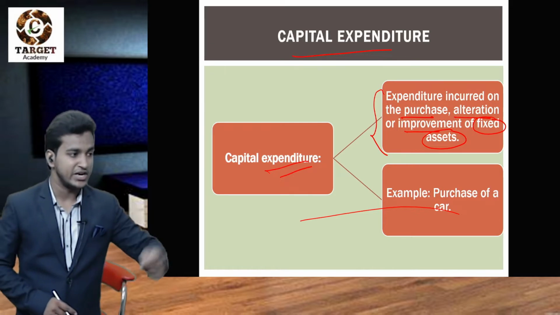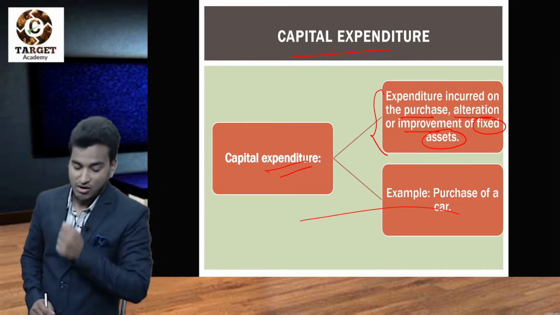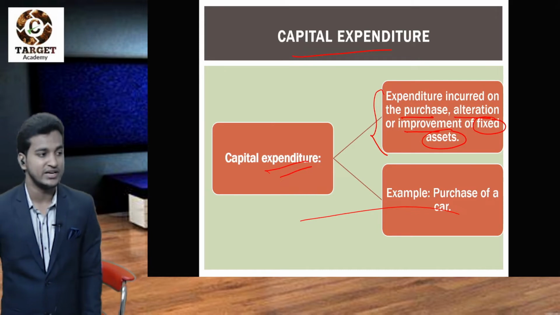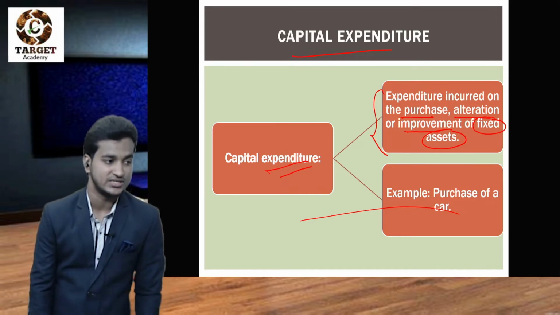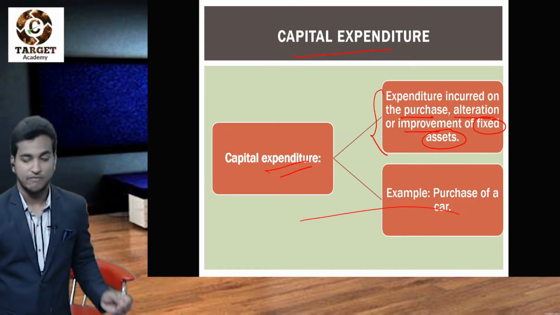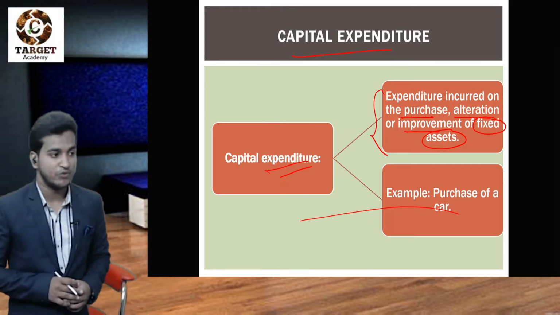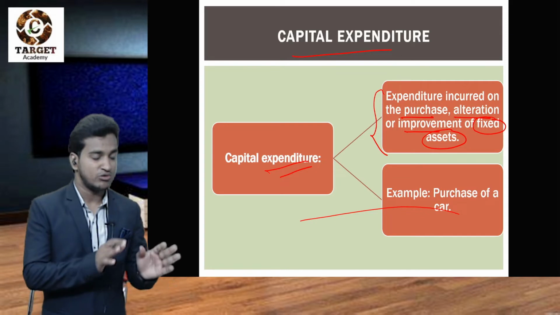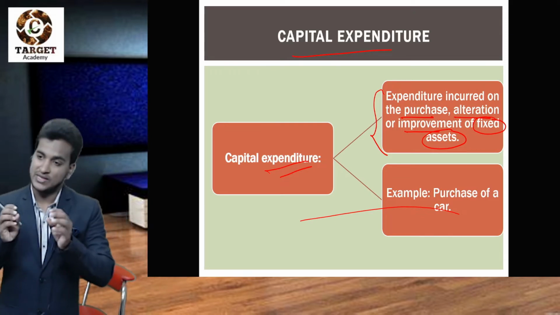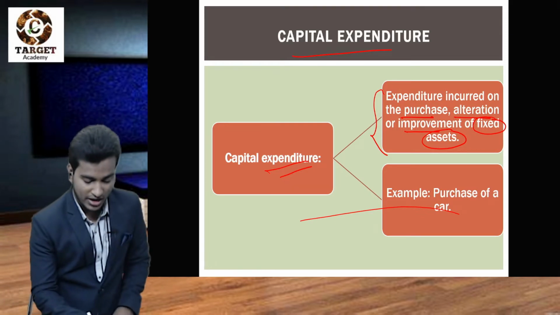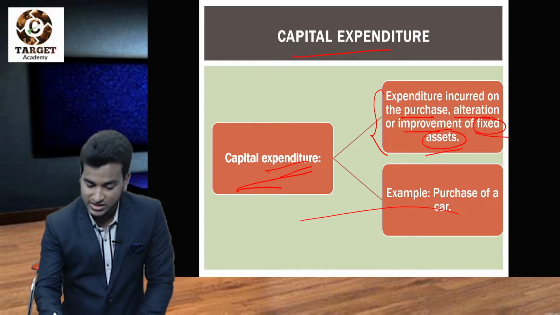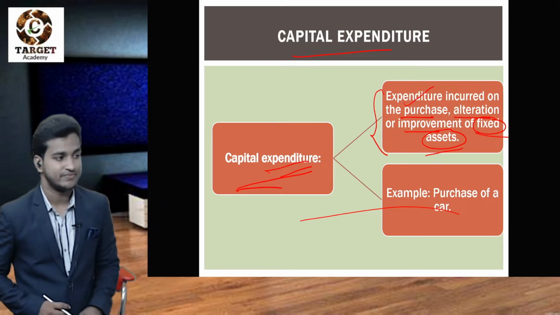Let me take one example for each point. First point is expenditure incurred on purchase of fixed asset. Let me take an example. Purchase of land. We are purchasing a land at a cost of 20 lakhs. That means we are purchasing a fixed asset. That is capital expenditure because we are acquiring a fixed asset.